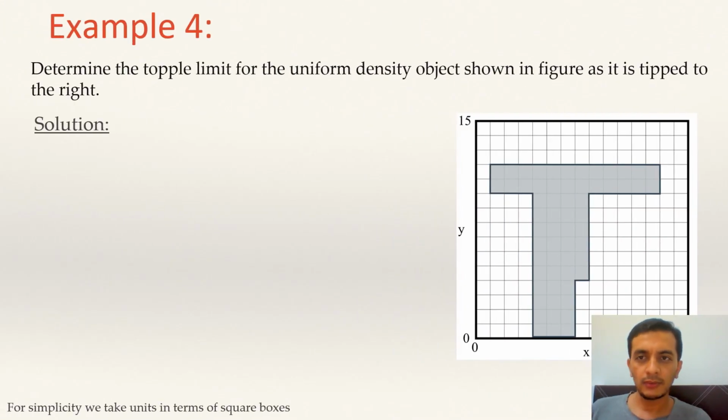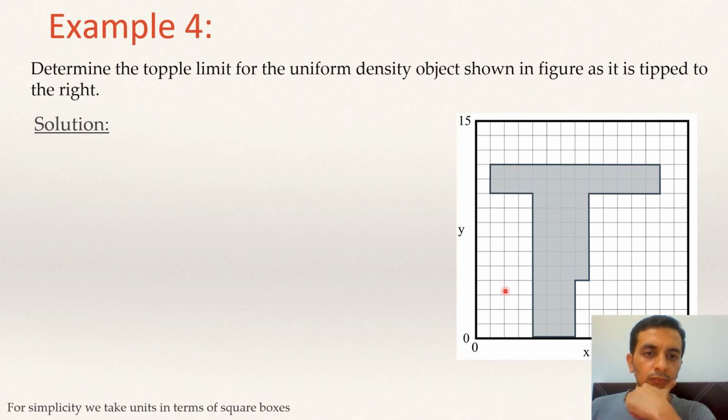Okay, this is the last example now. In this example, this is also related to the center of mass. Determine the topple limit for the uniform density object shown in the figure as it is tipped to the right. So we have to find out the topple limit. The topple limit means to what angle we can push it from the top before it tips over, before it falls down to the right side.